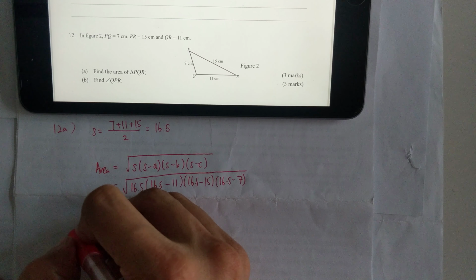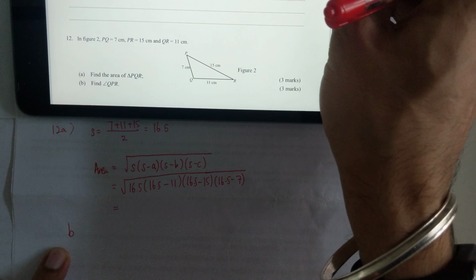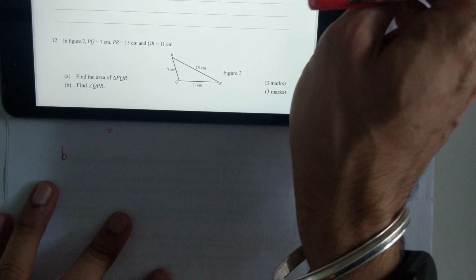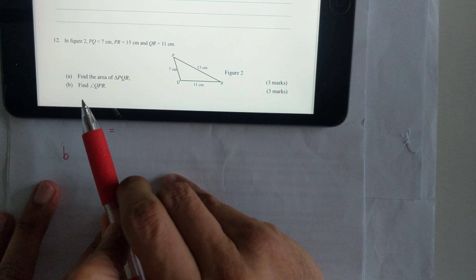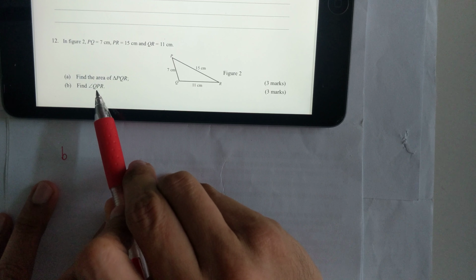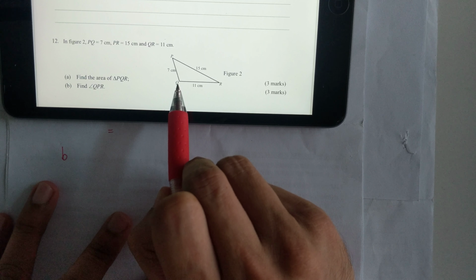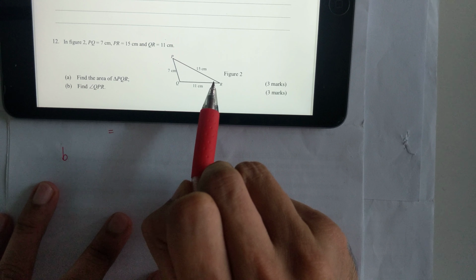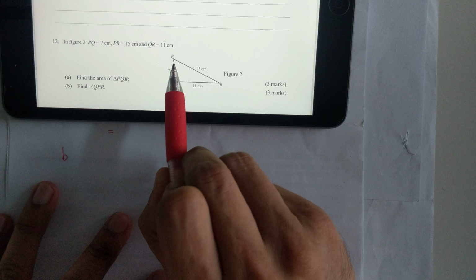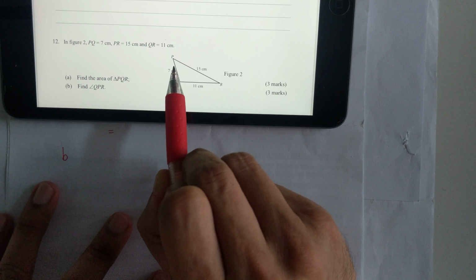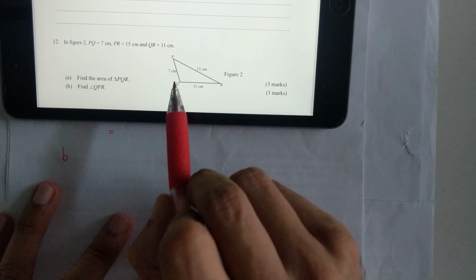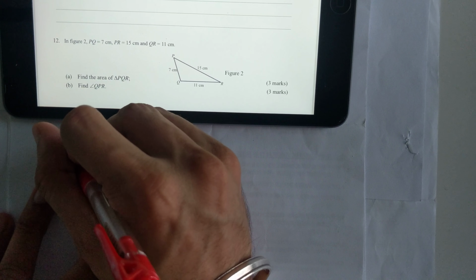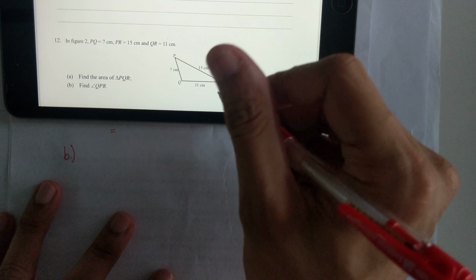And then for part B, now we need to find the angle. Which angle? Angle QPR. So from Q to P, then to R. We are making this line, so the angle made is right here. If we are finding this angle, again, when it's side, side, side, we can go for the cosine law if we need to find a specific angle.